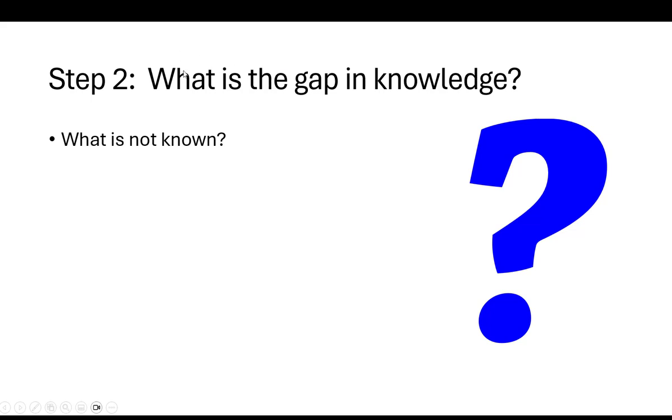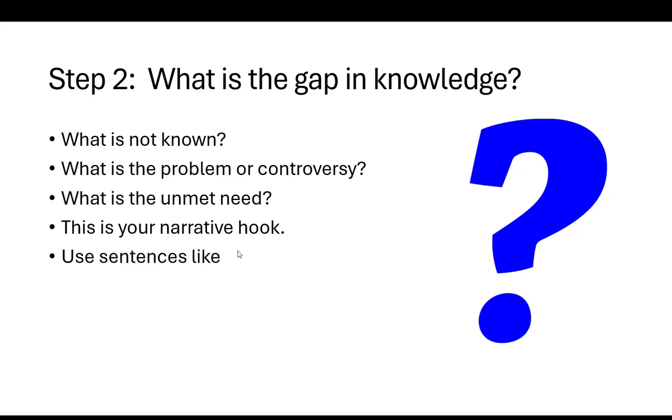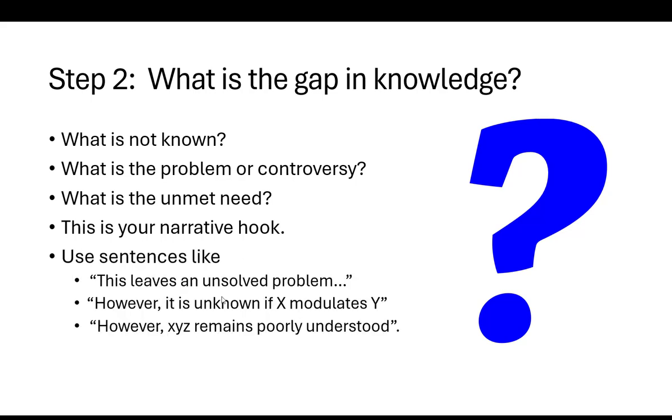Step 2 is, what is the gap in knowledge? What is not known? What's the problem or controversy? What's the unmet need in your field? This is your narrative hook. So you want to use sentences like, this leaves an unsolved problem, or however, it's unknown if X modulates Y, or however, XYZ remains poorly understood. This is where you grab the reader.